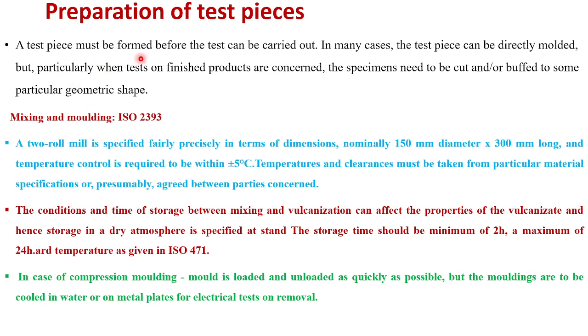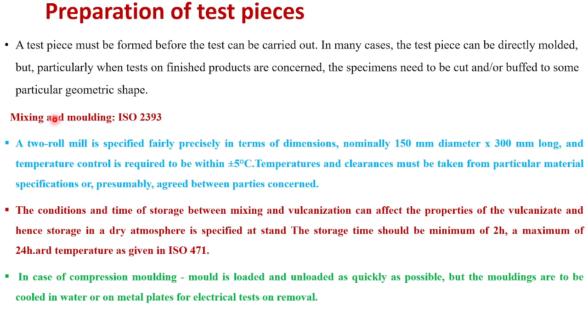So the test pieces must be formed before the test can be carried out. First you do the preparation of the test piece. In many cases the test pieces can be directly molded, usually in the case of plastic or other hard material. You have to prepare the test pieces directly with a mold. But in particular in the case of elastomer, it's not directly molded. First you need to prepare a sheet or specimen sheet, and then you have to cut from that specific molded sheet.